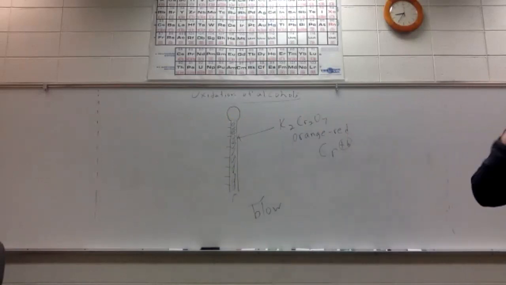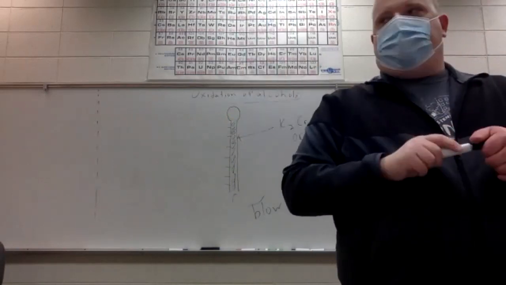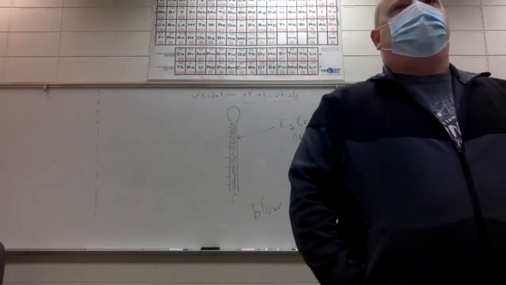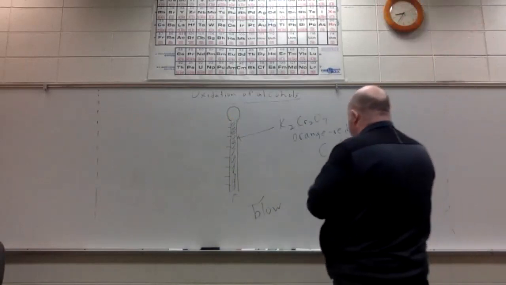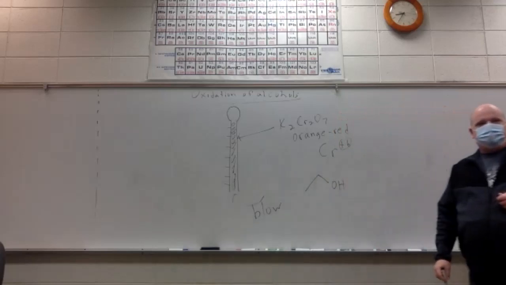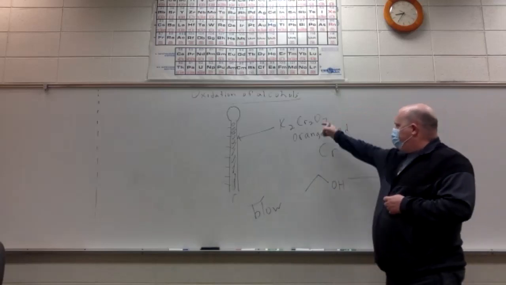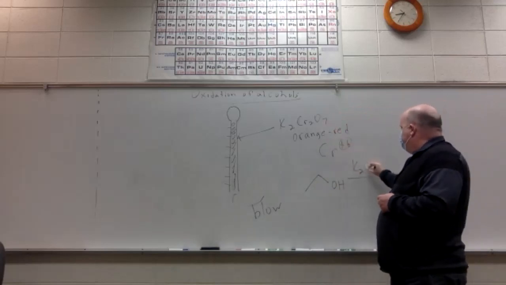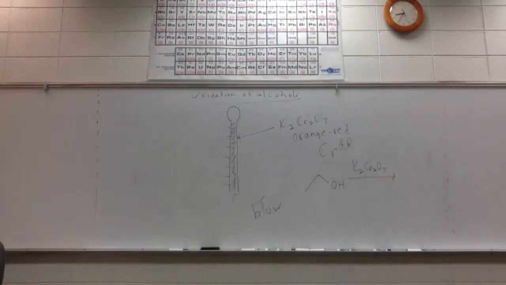And the idea is, if you've been drinking, well, what's the active ingredient in alcoholic beverages? You guys know? What type of alcohol? What's that? It's ethanol. Ethanol is a primary alcohol. It looks like this. Well, we have a primary alcohol. We have potassium dichromate. What did we just say happens when you have primary alcohol and potassium dichromate? What organic product does it give you?